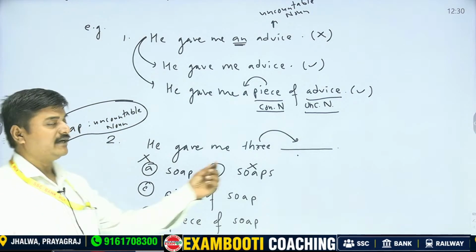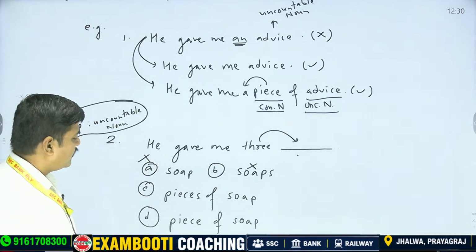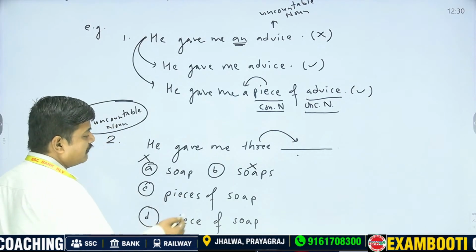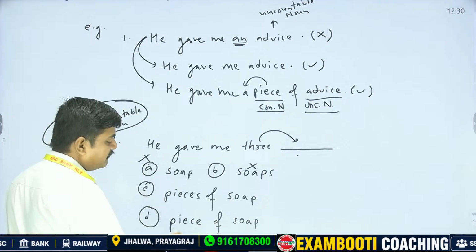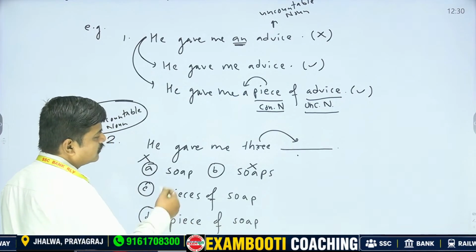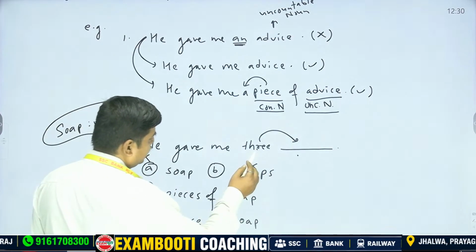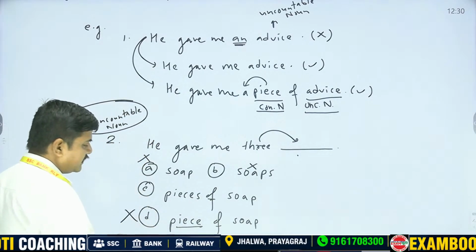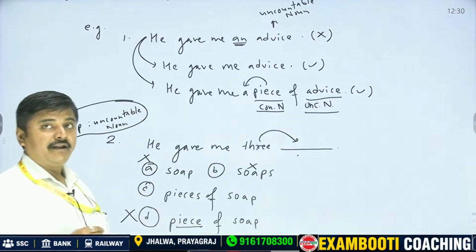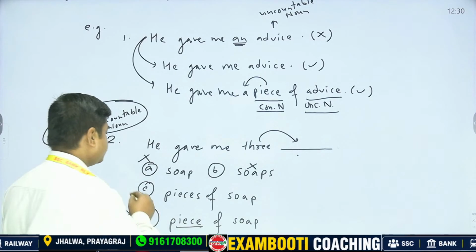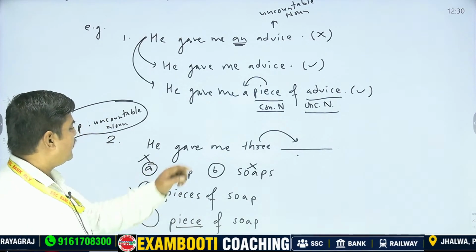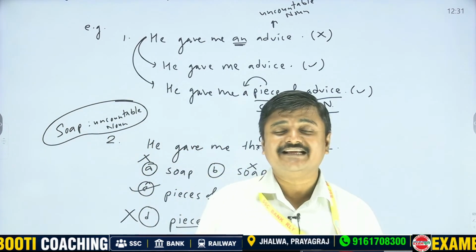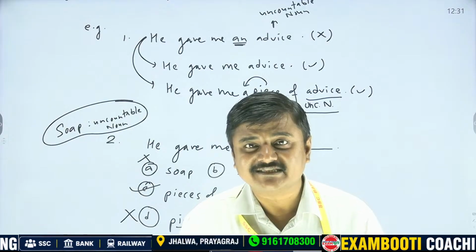You cannot write this. And now there are two things. Now you have to use the phrases. If you write this phrase, it will also be wrong, because after three you just need a plural and this is singular. So it is also eliminated. Now you have just one option, and that is C. He gave me 3 pieces of soap, and that is what is necessary here.